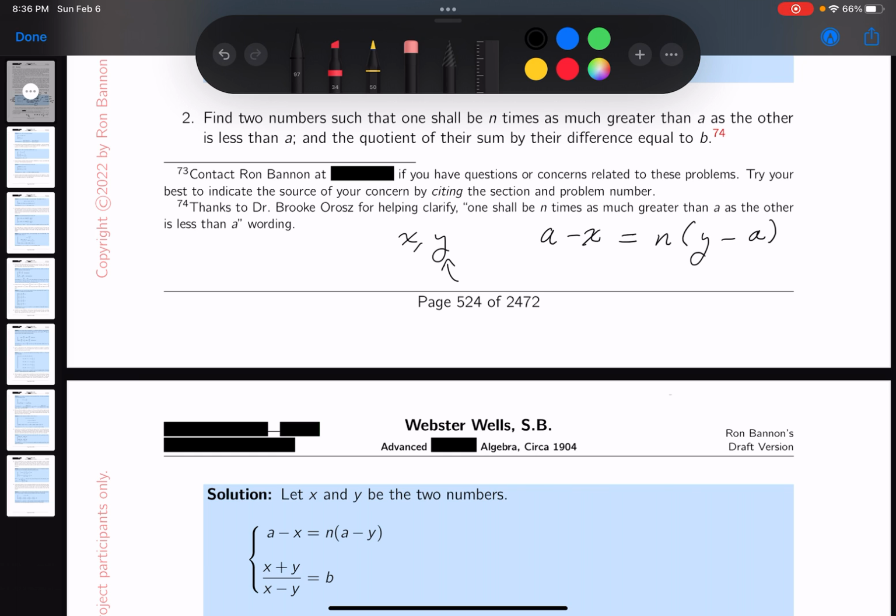So I got my two numbers, I got a relationship between them. Let me just read that again and make sure I've read it correctly. Find two numbers such that one shall be n times as much greater than a as the other is less than a. All right, so that's done. The next thing it goes on to say is, and the quotient of their sum by their difference is equal to b.